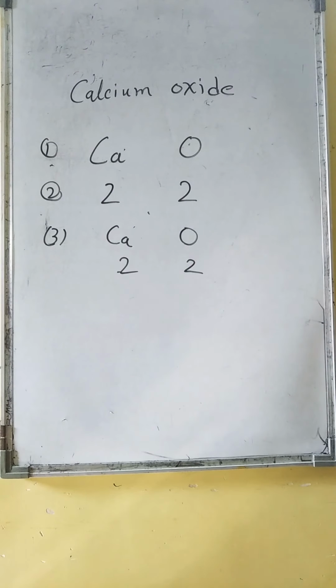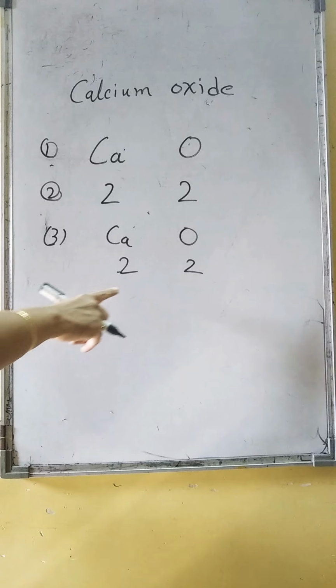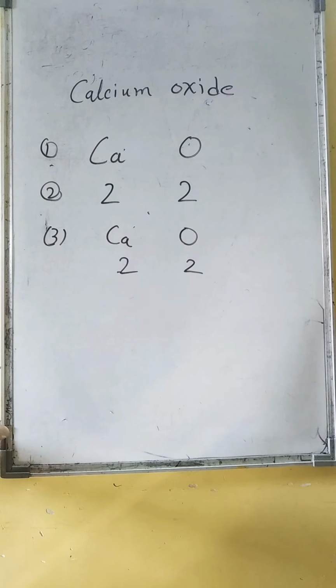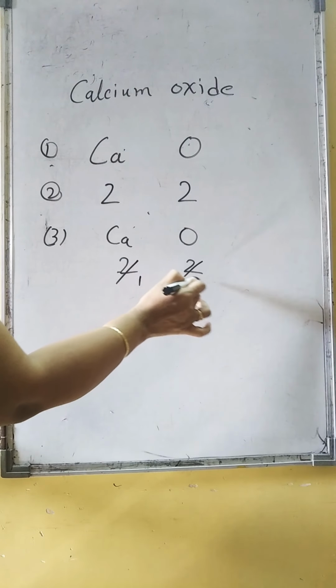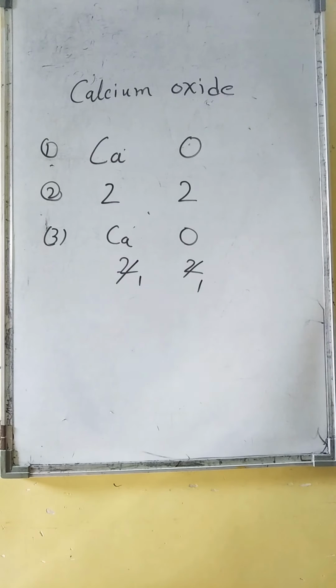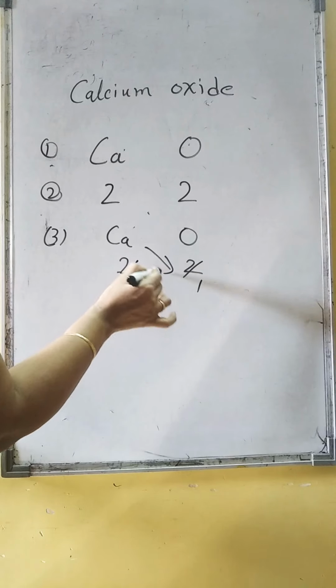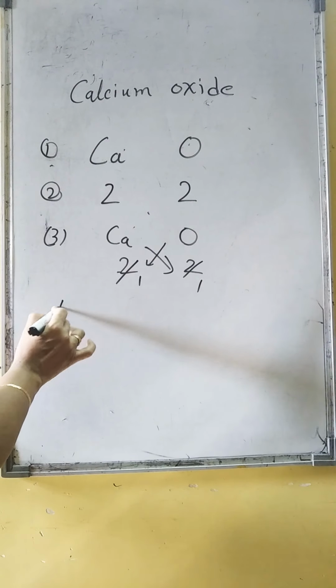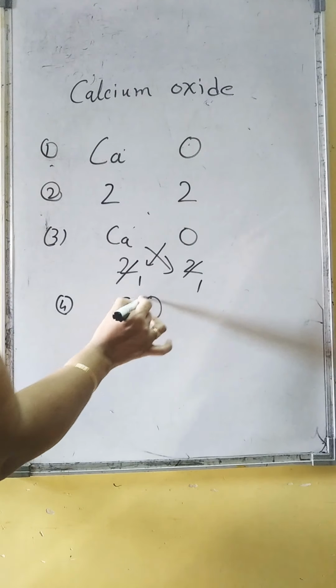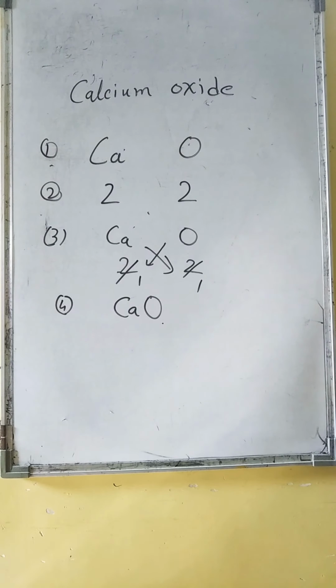What are you going to do? Again this side also 2, this side also 2. Yes, correct. You are going to take it in a reduced form. So 1 1 will come. And then you are going to do the cross multiplication. So your answer is CaO. Clear?